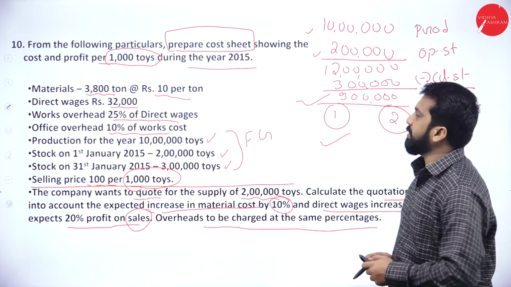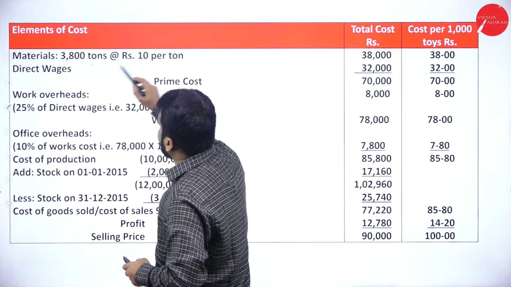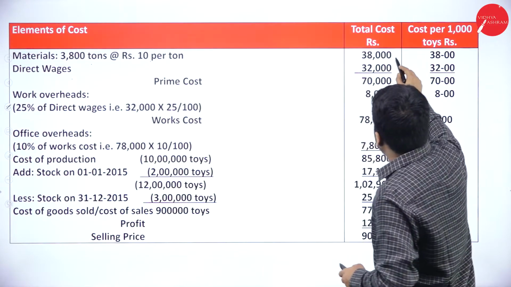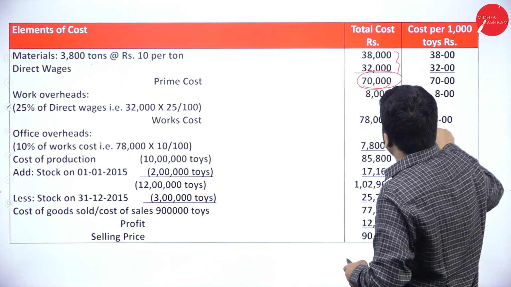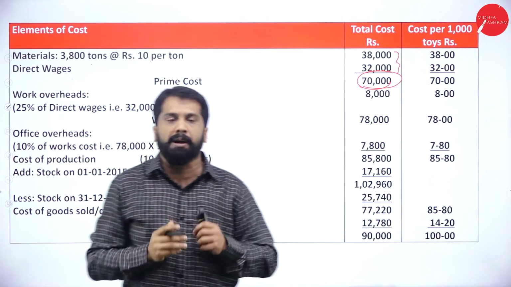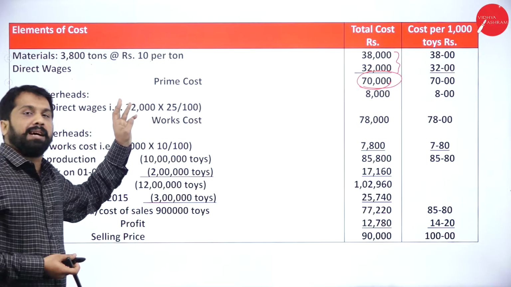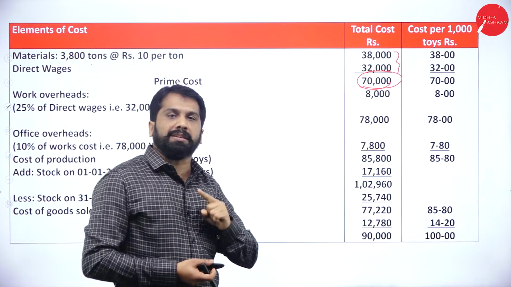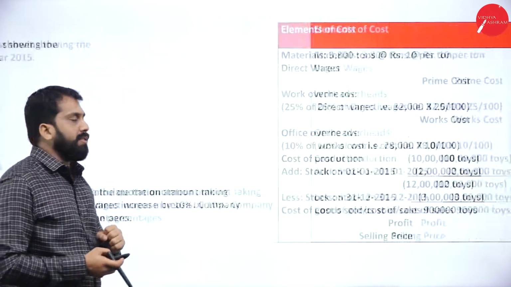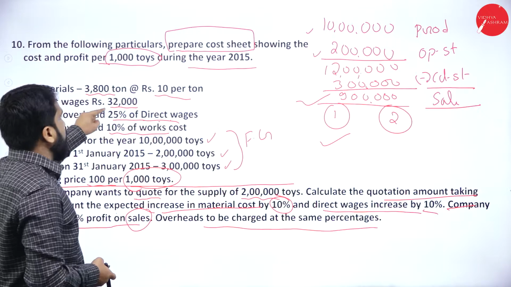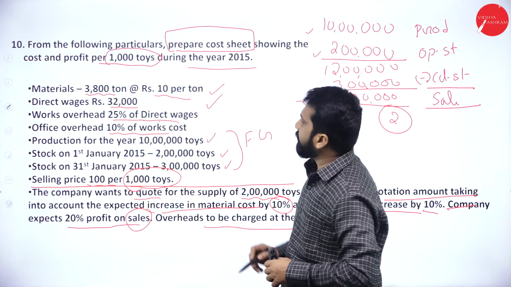Don't worry, very easy. Now, material 3,800 into 10. Direct wages, it is 32. Total, it will be how much? It will be 70,000. The last column we will come to later. Now, direct material and direct wages. All direct things come where? Before prime cost. Now, we have taken direct material, we have taken direct cost. Where is it? See in the question. Direct material as well as direct cost. Both we have taken. Clear?